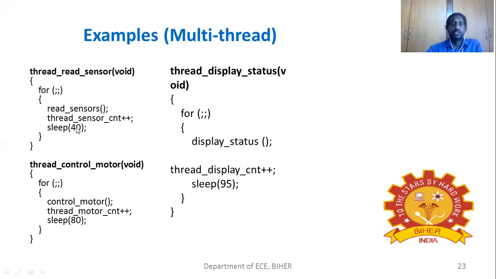So we are using a process sleep. Here the sleep period is 40. Compared with the first operation, the second operation is 80, and the third one is 95. So we need to use different sleep periods to handle multi-thread. The second one is greater than 40, and the third one is greater than the second one. We follow this for a multi-thread application.